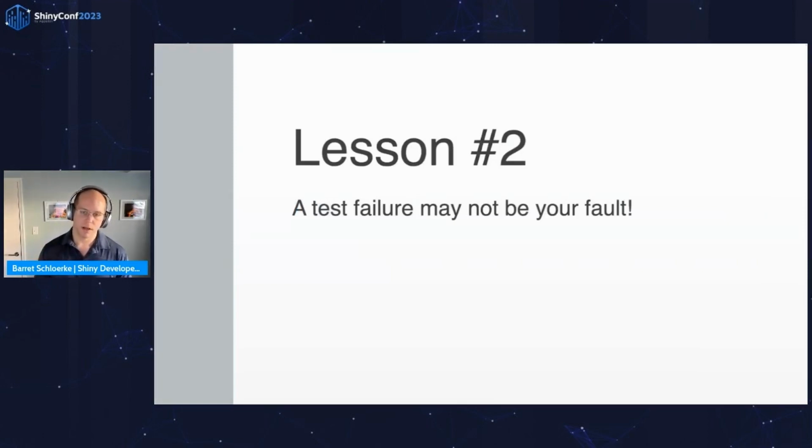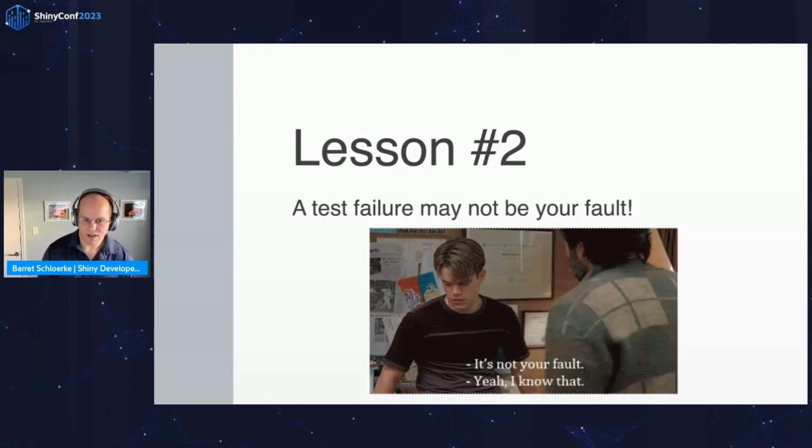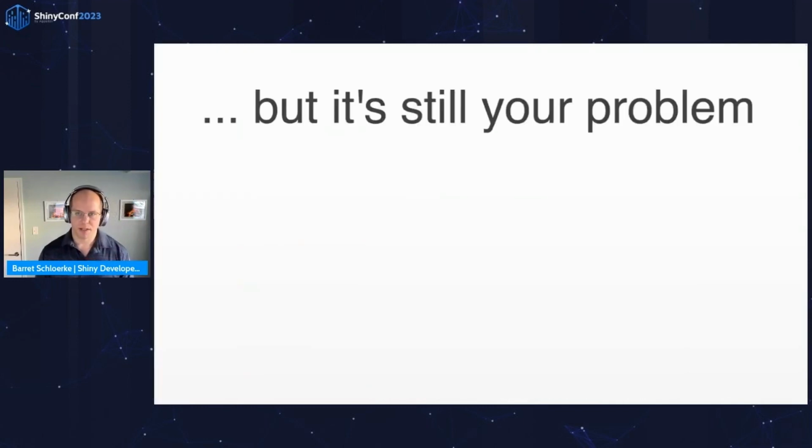Lesson 2: a failure may not be your fault, similar to the slider one. So yeah, I know it's not my fault, but it's still my problem. And this is because the red dots will show up everywhere. We'll have failure messages everywhere, get constant emails from GitHub Actions that, hey, your testing failed.